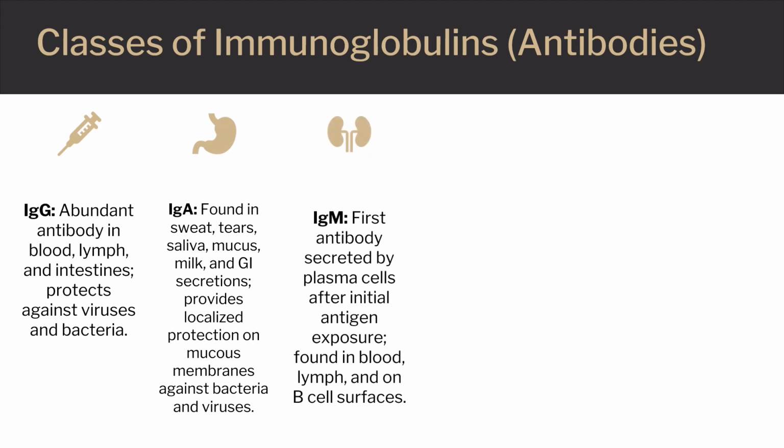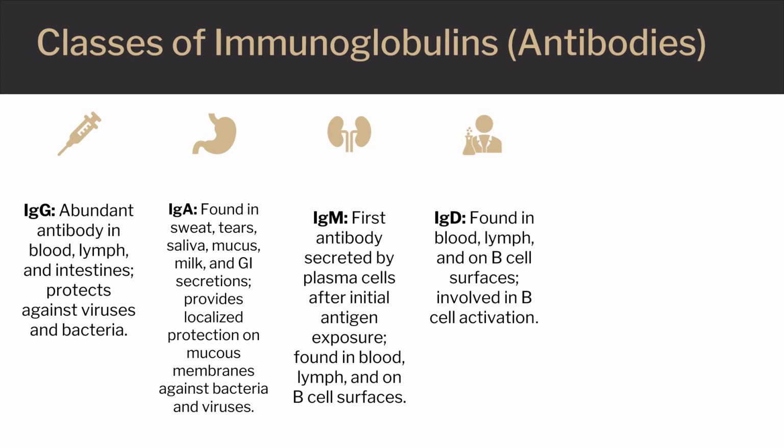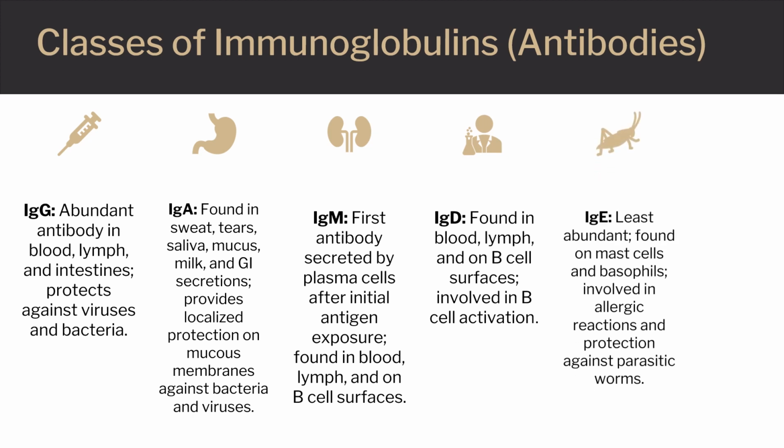IgM, the first antibody class to be secreted by plasma cells after initial exposure to an antigen. It's found in the blood, lymph, and as antigen receptors on the surface of B cells. IgD, found in blood, lymph, and as antigen receptors on the surface of B cells. It's involved in the activation of B cells. IgE, the least abundant of all antibodies, found on mast cells and basophils, involved in allergic and hypersensitivity reactions, and provides protection against parasitic worms.